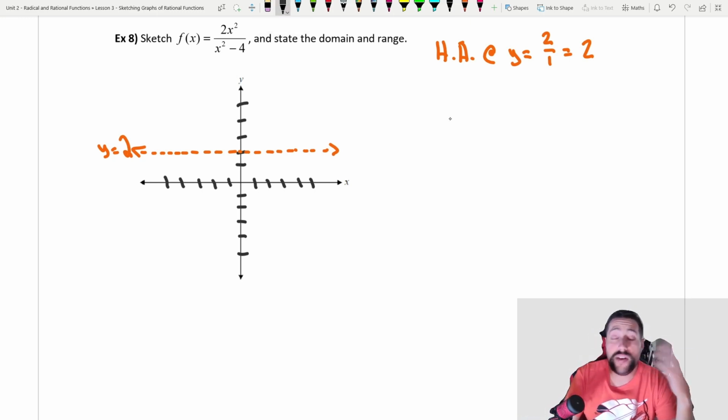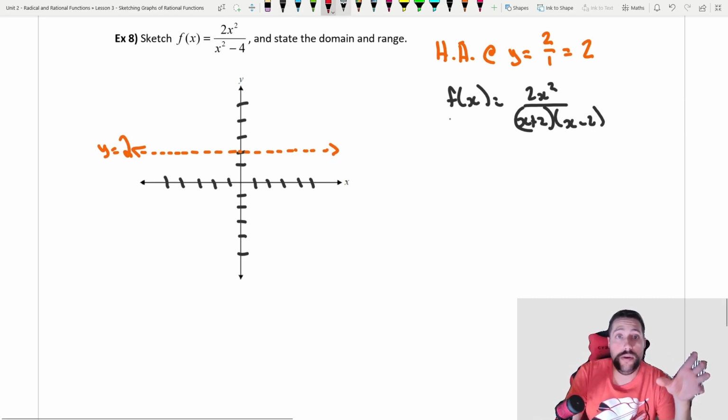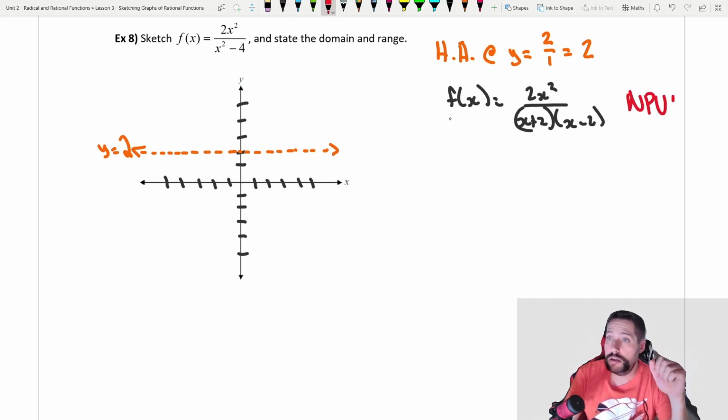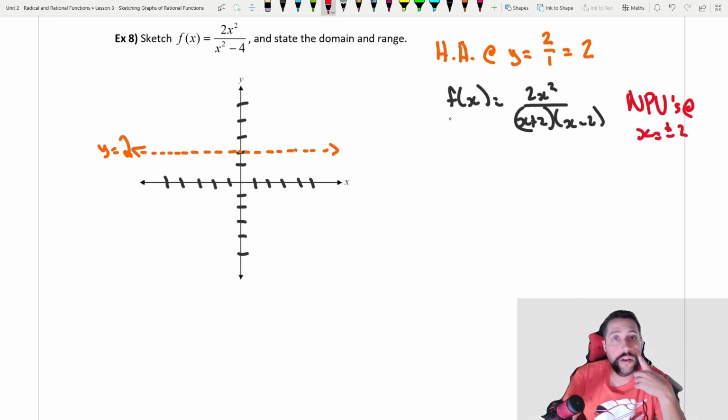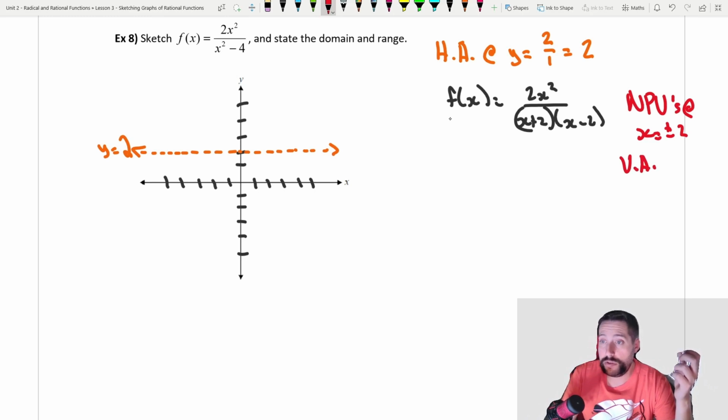Next up, we factor. So we have f of x is equal to 2x squared divided by, well, this is x plus 2, x minus 2. So in this case, we have no holes, and nothing cancels. Because nothing cancels, that means we have vertical asymptotes at x is equal to positive or negative 2.